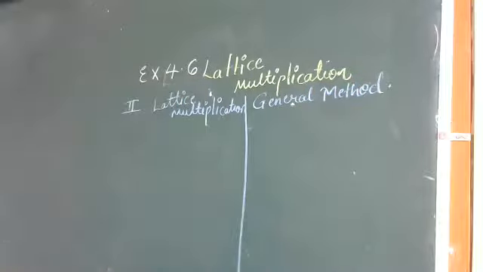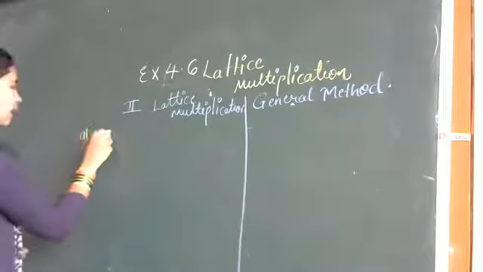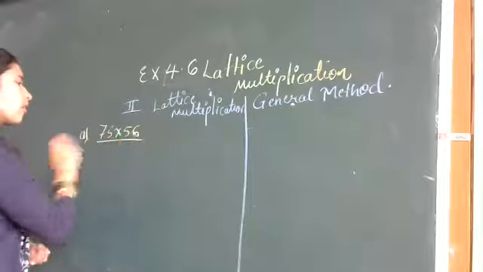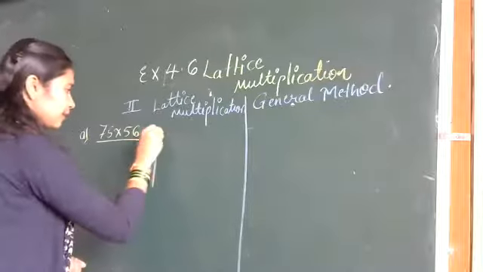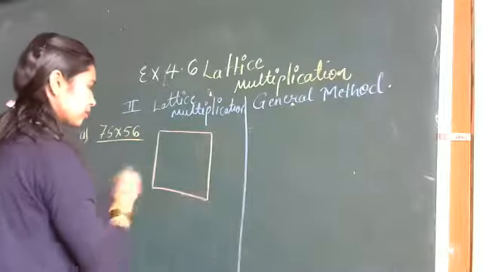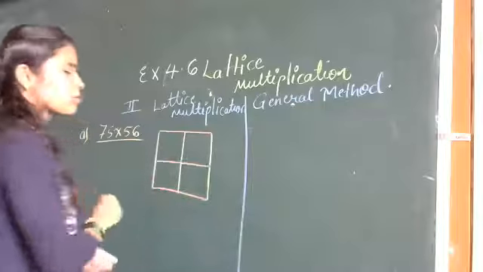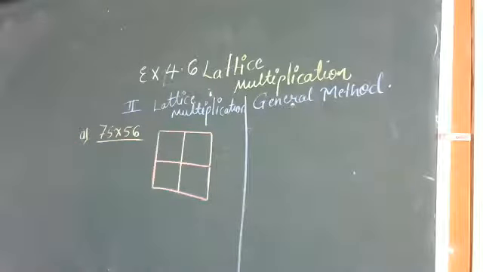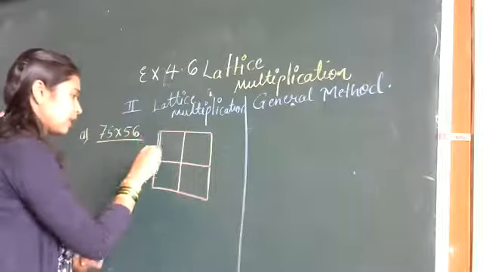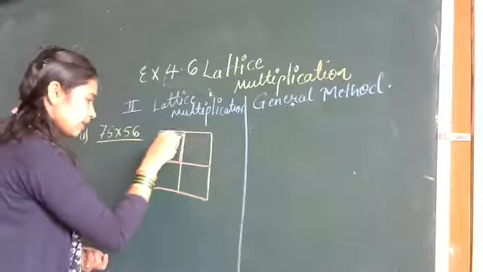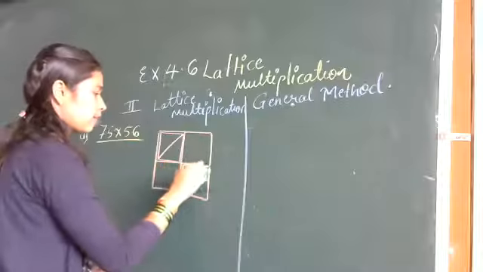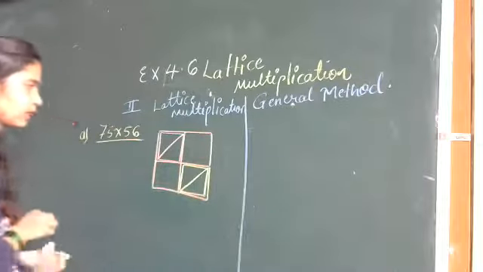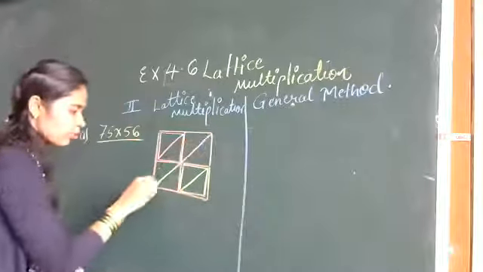So what is the first question? It is 75 multiplied by 56. So first, for the lattice multiplication, you have to draw one square. Next, draw one more square inside. So this will be one square, and here will be one more diagonal.